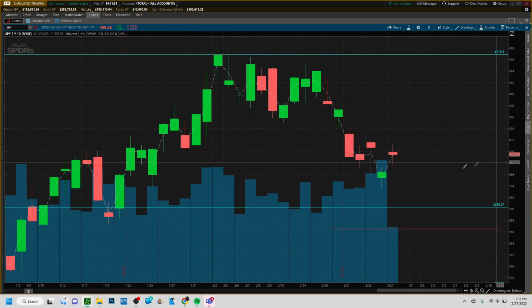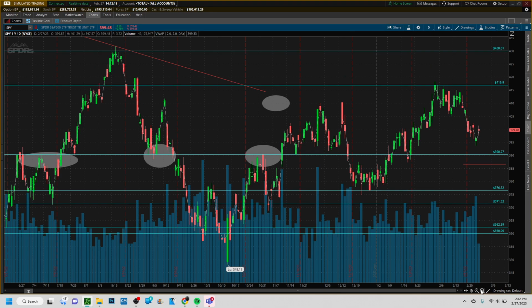Next, we want to identify our entry. Our entry price is going to be where the stock is currently trading. Maybe you have an entry point that is going to be lower. Let's say you want to get closer to this key level in particular. Maybe that will be your entry point. But for this given video, we're going to make our entry point where the stock is being traded.